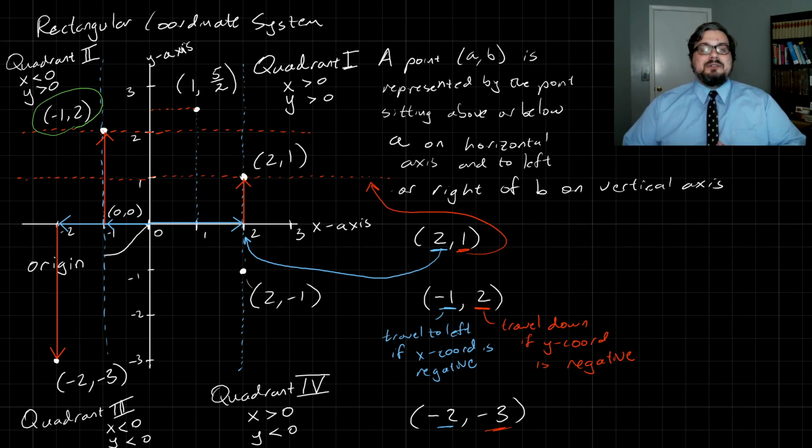So it turns out that this coordinate system, the rectangular coordinate system, is perfect for describing solutions to equations with two variables, because we can take each one of the points that are solutions to that equation and represent them by a point on the graph. So let's see how we'll do that with an example.